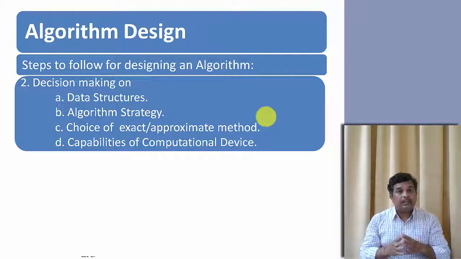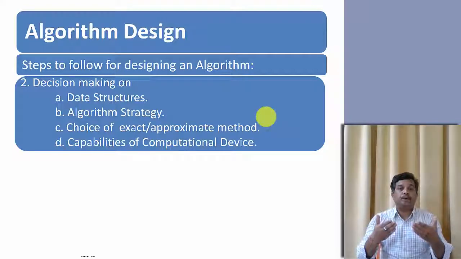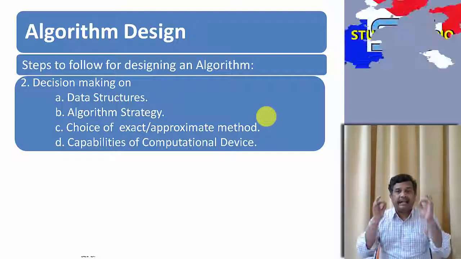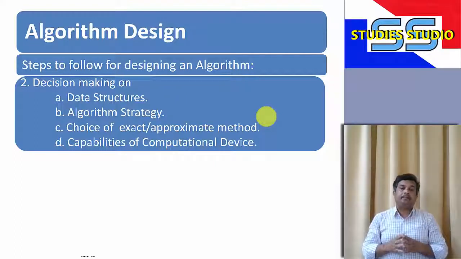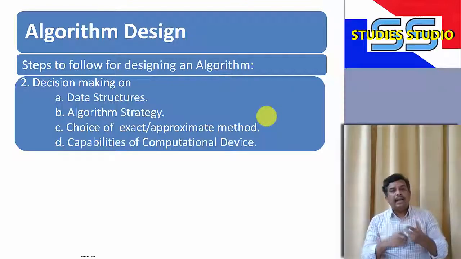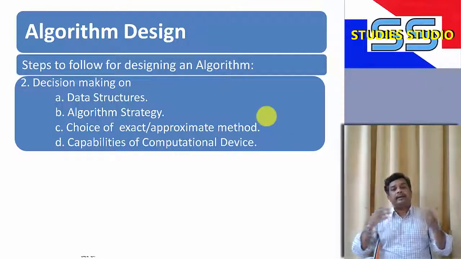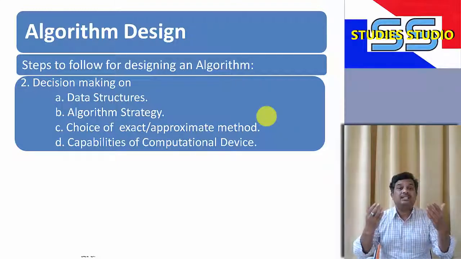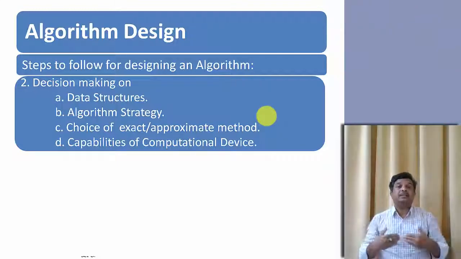The next thing that we need to decide is the strategy: how you are going to approach the problem in order to solve it. These problems may belong to different areas of computing. Algorithm strategies are also called algorithmic techniques or algorithm paradigms. Among them we have brute force method, divide and conquer, dynamic programming, greedy method or greedy technique, backtracking, and there are many more. So we need to decide which algorithmic strategy we need to adopt in order to solve the problem.